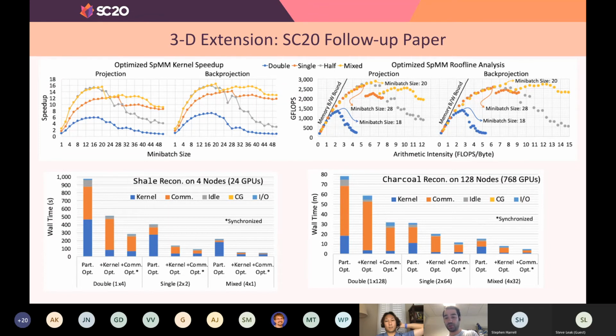There are two cases here. One is shell reconstruction on 4 nodes, which has 24 GPUs. And there's also a charcoal data set on 128 nodes, which is 768 GPUs. These are on Summit, by the way. These results are taken on Summit.